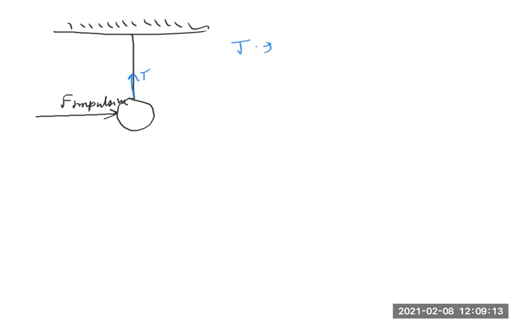So I apply a sudden force on a ball which is hanging by a thread. Is the tension going to be impulsive or non-impulsive in this case? Instantly after I hit the ball, is the tension going to be impulsive or non-impulsive?